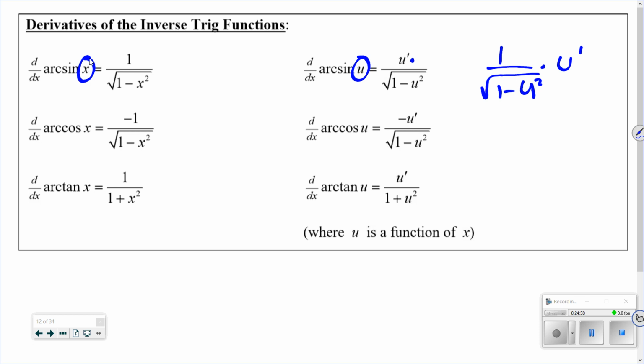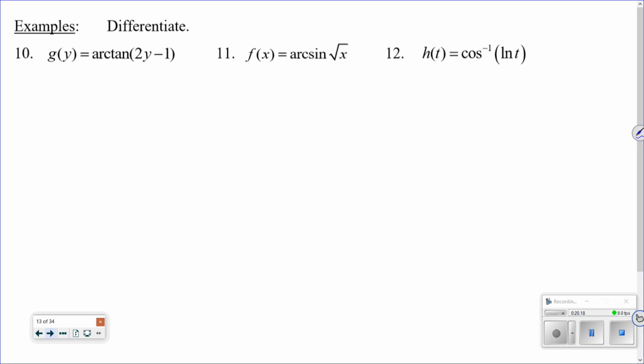So if it's a function of u, same thing. It's exactly the same, but it's a negative. The arctangent is, there's no square root, it's just 1 over 1 plus x squared. Or if there's a function of u on the inside, it's u prime over 1 plus u squared. Again, u is just a function of x. So let's apply these rules. We'll do these last three examples here.